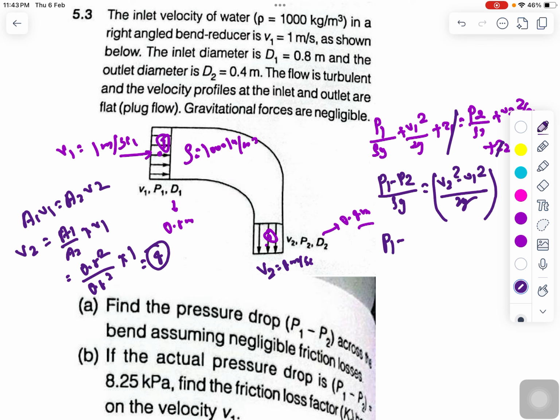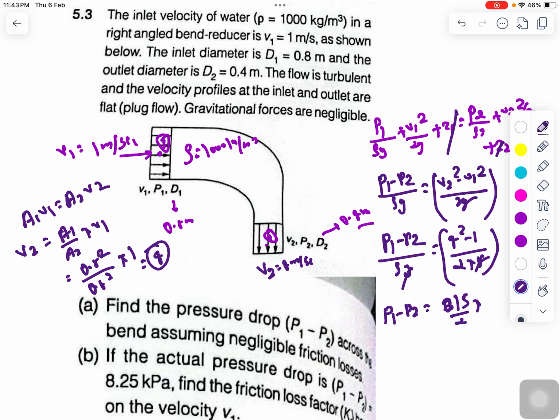So if I calculate P1 minus P2 divided by rho g, you can write 4 square minus 1 divided by 2 into g. The g and g will also get cancelled out. So P1 minus P2 will be equal to 15 by 2 into g, that is 10, let's say. So 15 by 20, that is 0.75. So P1 minus P2 you will be getting 75 Pascal, right?